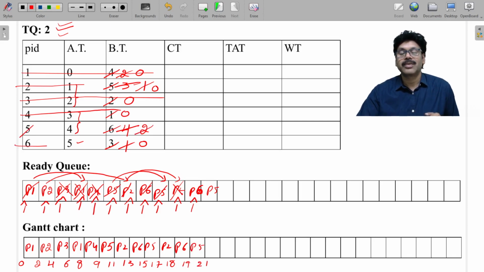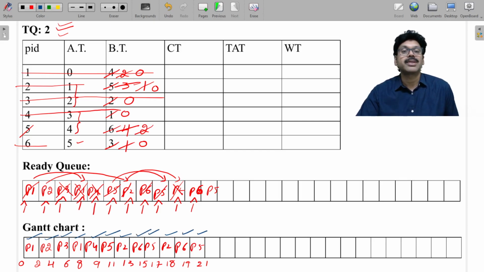So 21. That's it. Each process, how many times does it come? Let us check. P1 has come 2 times because it needed 4. P2 has come how many times? 2 plus 2 plus 1, so 3 times. P2, P2 and P2. P3 only 1 time because it needs only 2 units. P4 only 1 time because it needed only 1. P5 needs 6 units, so 3 times it has to come. P5, P5 and P5. P6 needs 3, so 2 times it has to come.